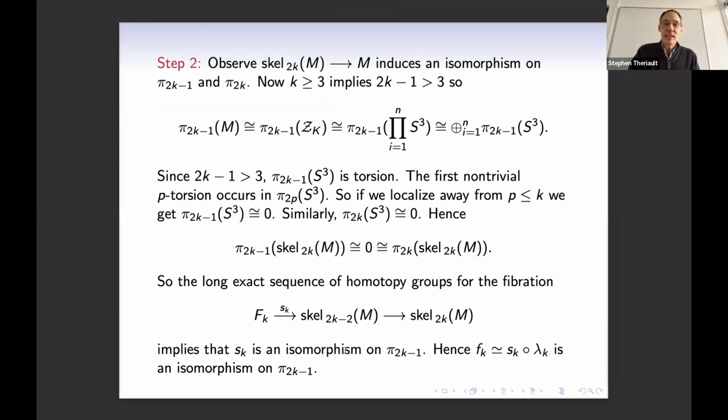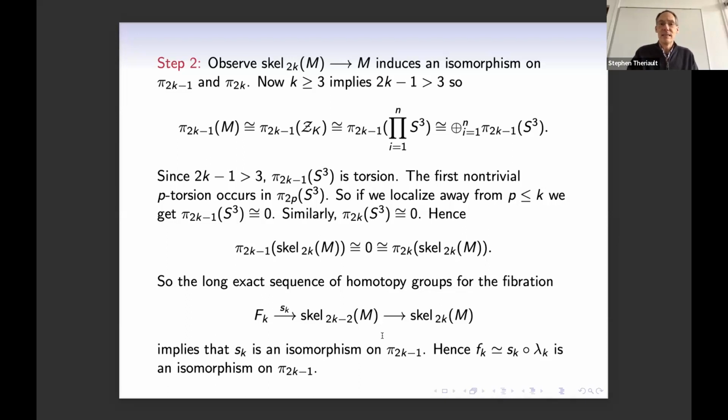Now, at either end of that, you would have something about pi 2k minus 1 of the 2k skeleton and pi 2k of the 2k skeleton. If you knew that both of those groups were zero, then this map Sk would have to induce an isomorphism on pi 2k minus 1, and that's really what the claim is after. Right, so the goal is to try and put some condition on M that forces the 2k skeleton to have trivial homotopy groups in dimensions 2k minus 1 and 2k.